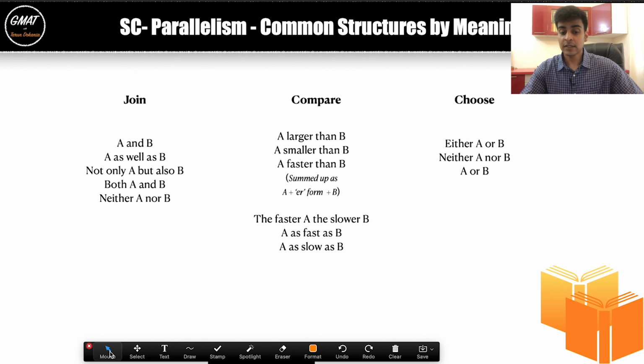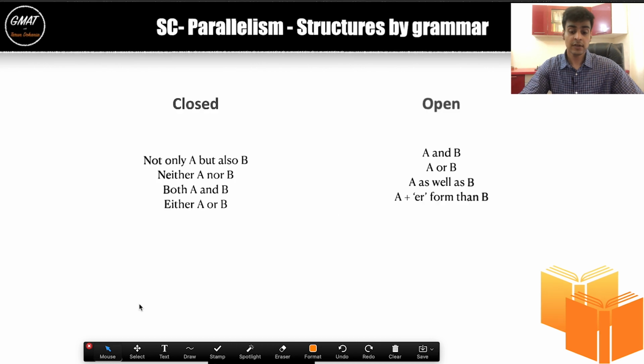Now, taking this further, how do we apply these structures? For that, we need to start by understanding that there are actually two types of structures. We have one which is a closed structure, such as not only but also, neither nor. How does a structure become closed? It has two pointers. Not only tells me where the parallel construction begins, but also tells me what's the last entity of the parallel construction. So the two important parts of the PC are pointed out by the structure itself.